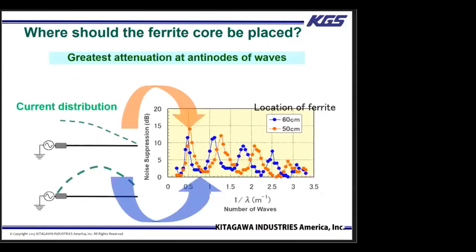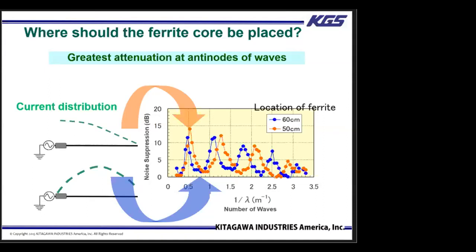However, we cannot see the antinode of the frequencies or detect its location. Even though the waves are not visible, you can slide the ferrite core along the cable to find its best location. So please take a look at the graph on the right. The y-axis indicates the noise suppression, while the x-axis indicates the number of waves. Think of the number of waves as a frequency. We placed the ferrite core at two different locations, one 50 centimeters from the end and another 60 centimeters from the same point. The results are indicated by the orange and blue lines respectively.